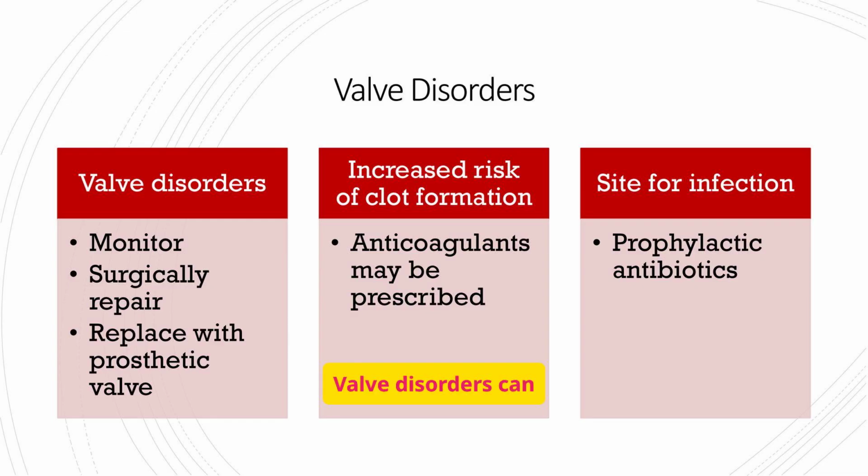Valve disorders can lead to several complications. Patients are at an increased risk of clot formation, potentially requiring anticoagulants. Also, damaged valves can become a site for infection, sometimes necessitating prophylactic antibiotics. Depending on the severity, surgical repair or replacement may be necessary.